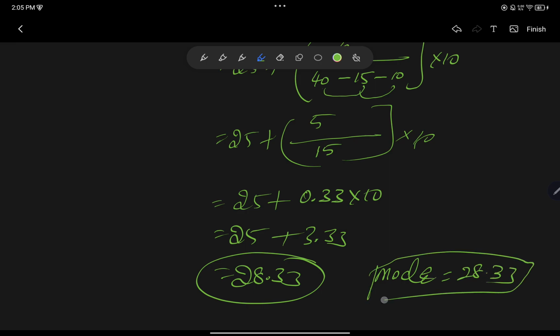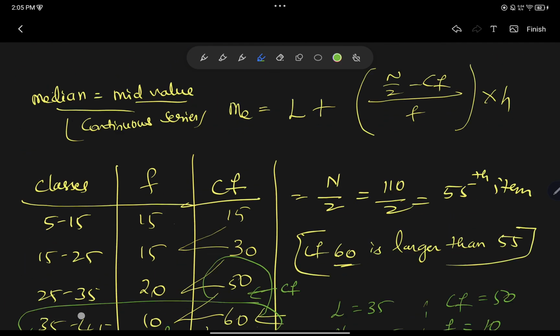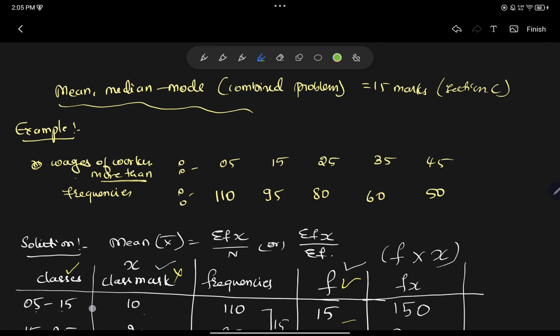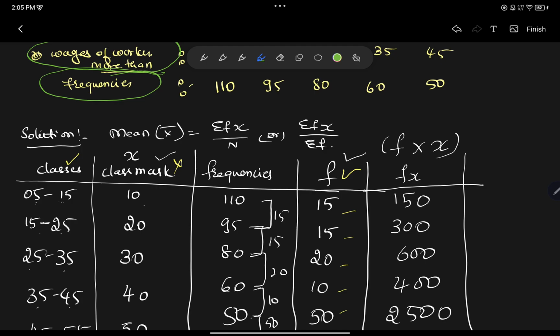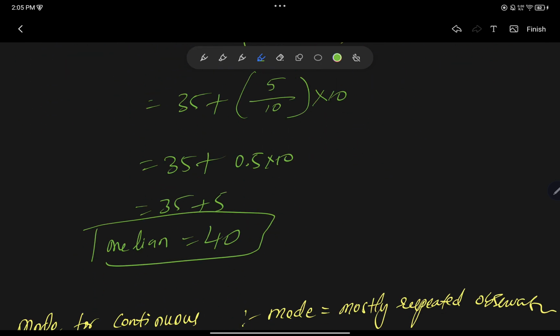This is how you need to calculate mean, median and mode for a series where they have not given the class intervals directly, but have said "more than" values and frequencies. Once you find the frequencies, that is enough. You can use the same frequencies for calculating median and mode also. So this is how we calculate it.